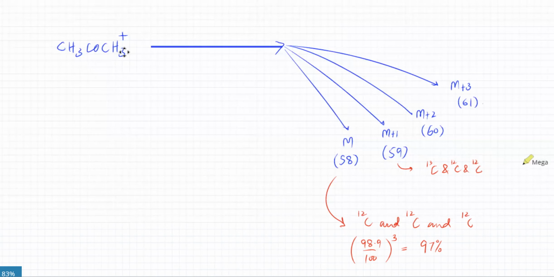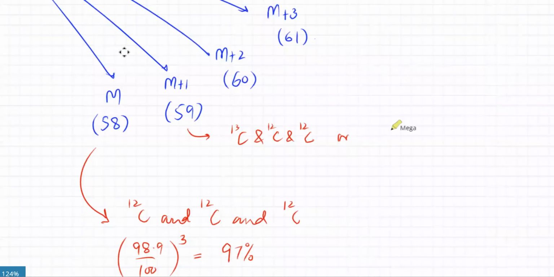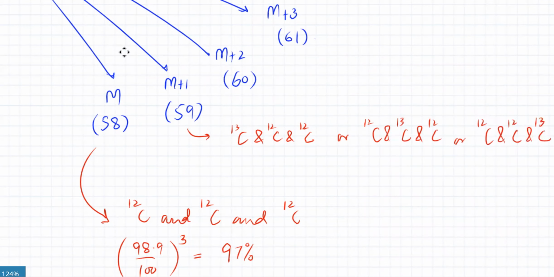Okay, that's one scenario. Or the middle one could be 13. Okay, the first one is 12 and the second one is 13 and the last one is 12. Or there's a third scenario, where the last one is 13. So the first one is 12 and the second one is 12 as well, and the last one is 13. So anyways, let's work out the probabilities of all of them, so it's going to be 98.9 over 100 into 98.9 over 100 into 1.1. Oh, the first one was 1.1, sorry.